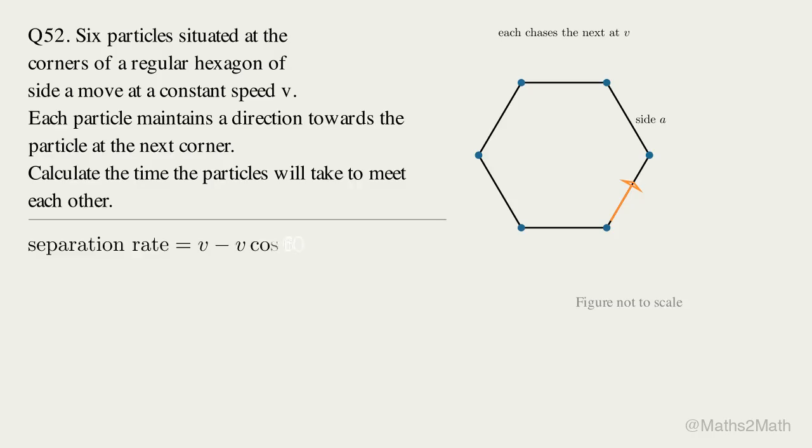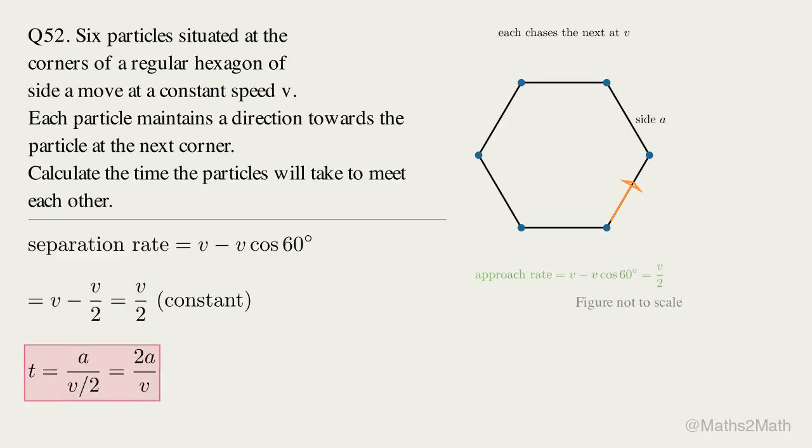Consider one particle and its target. The chaser moves at V along the line joining them. The target's velocity makes 60 degrees with that line. Cosine 60 is a half, so the gap closes at V minus V by 2, V over 2, and this rate stays constant by symmetry. Closing a full side at V over 2 takes 2a over V. That is when all 6 meet at the center.